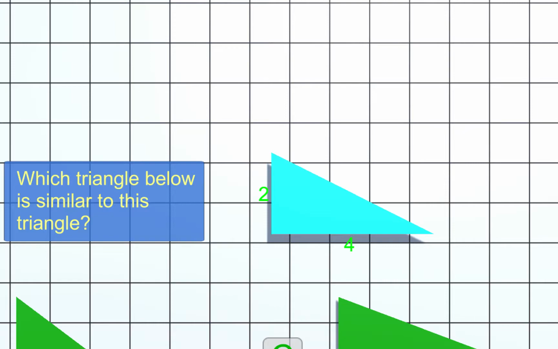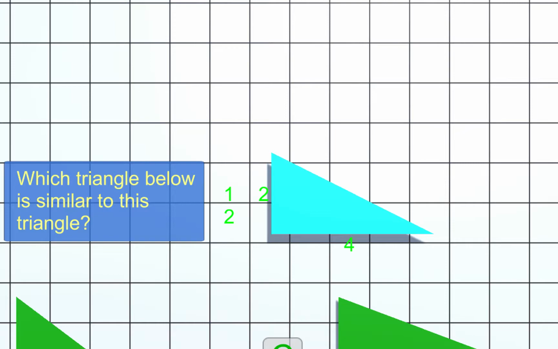In this triangle, one side has a length of 2 and the other has a length of 4. To create a ratio, we turn these lengths into a fraction by putting 1 over the other. This triangle has a ratio of 2 over 4. If we simplify this, it becomes 1 over 2, or 1/2.